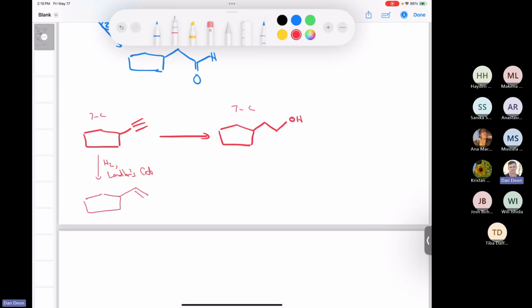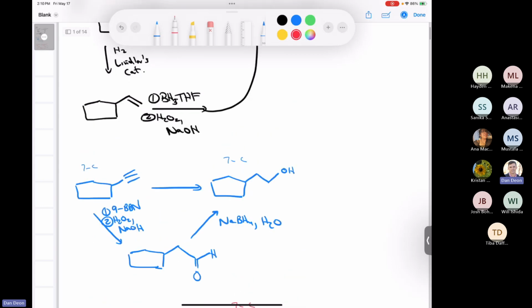So we could make the alkene. Then we could do an anti-Markovnikov addition of HBr using HBr and peroxides. That would give us the primary alkyl halide, and then we could just treat that with sodium hydroxide, and that's just going to do an SN2 to displace the bromide, which is a great leaving group. So really, I see 3 different ways of doing it.